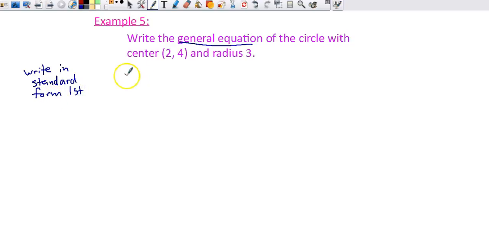And the first step for that is to basically write it in the parentheses. So (x minus 2) squared, (y minus 4) squared, because your center is 2, 4, which is going to go right there, equals 3 squared. 3 squared is 9. So that's the standard form.